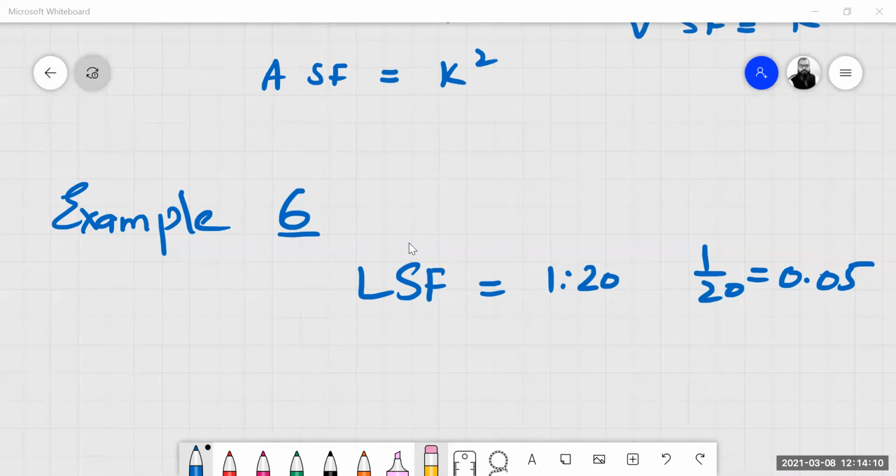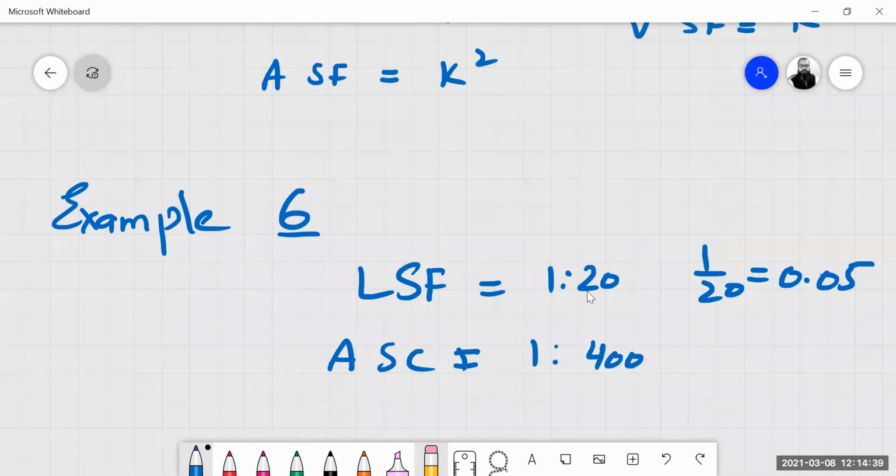Linear scale factor is 1/20. Area scale factor will be, this is the linear scale factor, so area scale factor will be 1 square over 20 square, which is 1/400. This will be 400 because the square of 20 is 400.